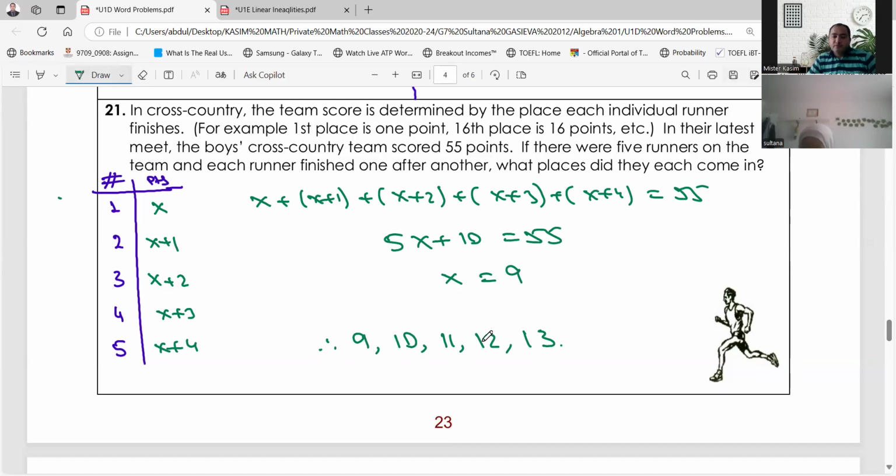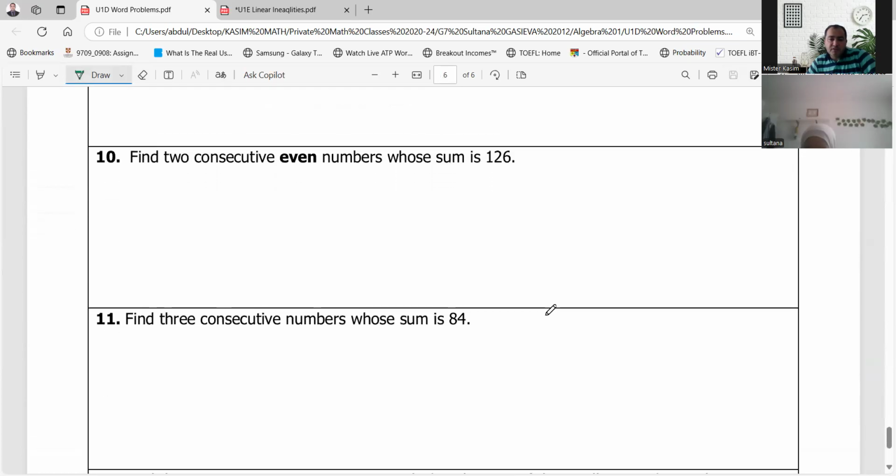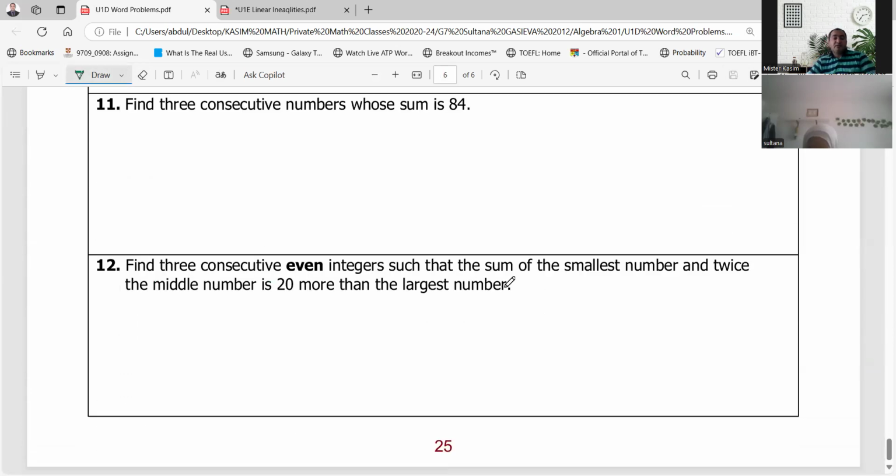All right. For now, Sultana, here we have a homework page. Try to solve these questions. If not, we can do them together. The last 2 pages. I'll send it to you again. All right. Now, Sultana, let's talk about inequalities.